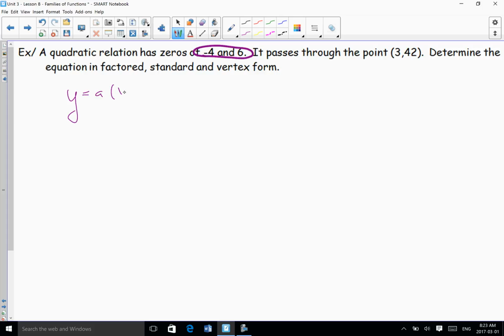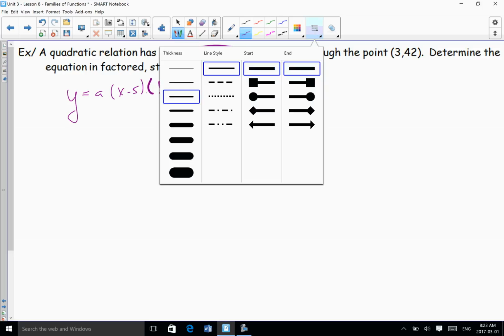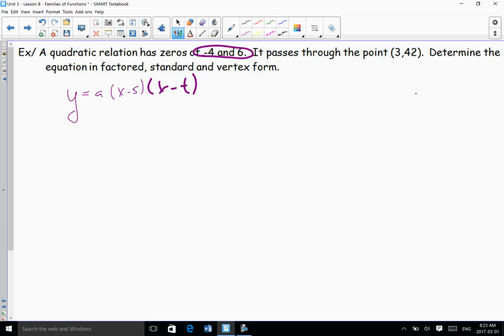y equals a bracket x minus s, x minus t. Whenever we put our zeros in, we have to change our signs. So a -4 becomes x plus 4, and positive 6 becomes x minus 6. We have to know a point, which we do. Here's an x and a y, which allows us to solve for the a value, the stretch/compress idea.